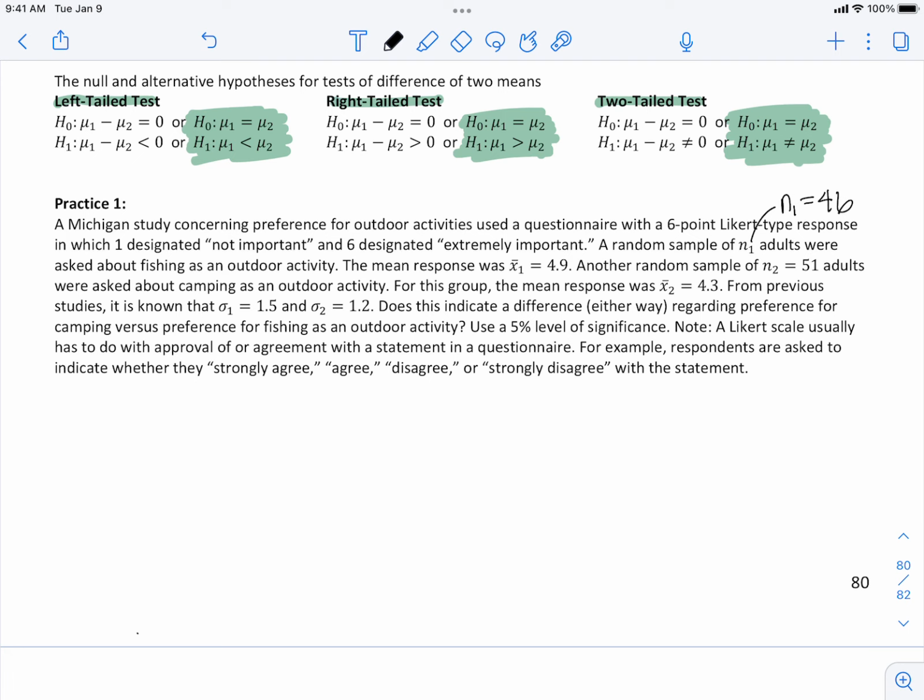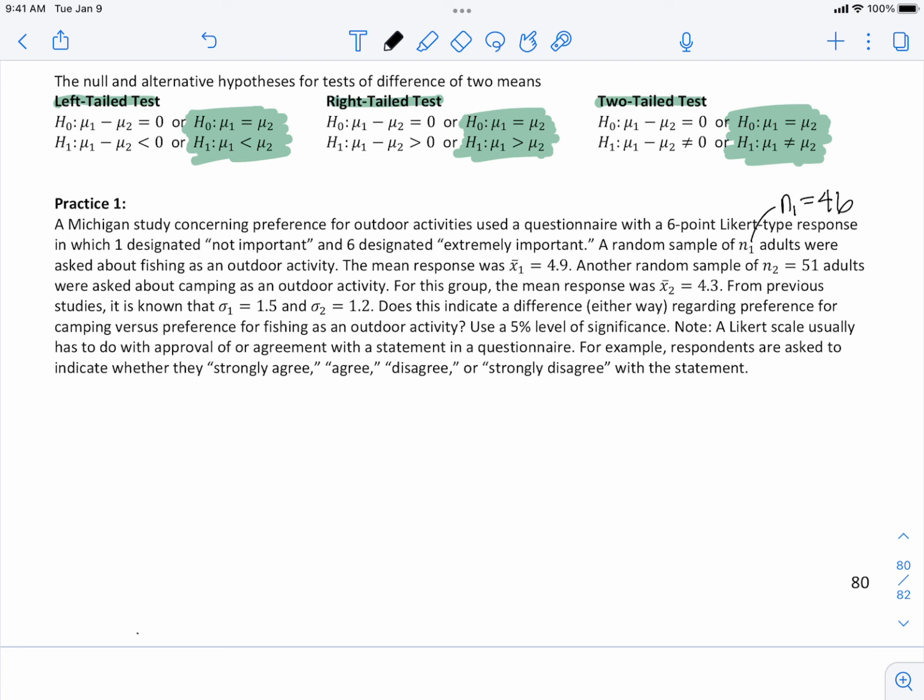The mean response was X1 bar equals 4.9. Another random sample of N2 equals 51 adults were asked about camping as an outdoor activity. For this group, the mean response was X2 bar equals 4.3. From previous studies, it's known that sigma 1 is 1.5 and sigma 2 is 1.2. Does this indicate a difference either way regarding preference for camping versus preference for fishing as an outdoor activity? Use a 5% level of significance.